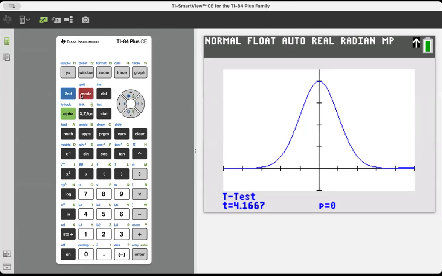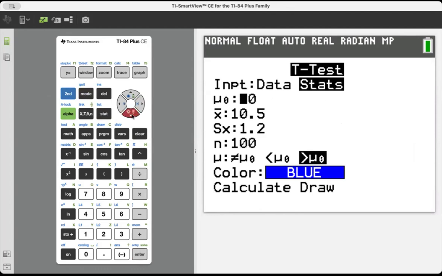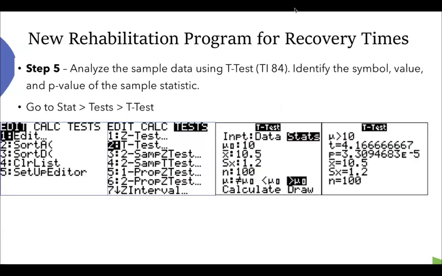Let's go back to Stat Tests, T-Test again, and instead of Draw, let me do Calculate. So my p-value has an e negative 5 here, which means that it's in scientific notation. If we move the decimal place 5 spots to the left and fill those holes with zeros, when we round it to 4 places, it is 0. So we do have a very, very small p-value here. Let's go back to the slideshow.